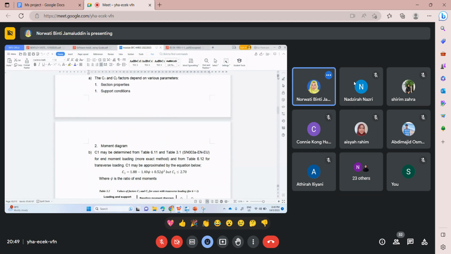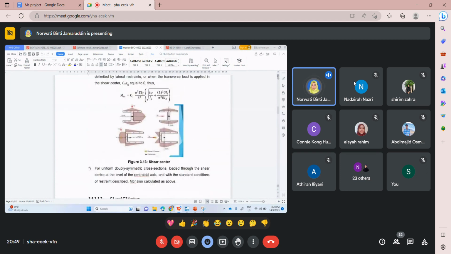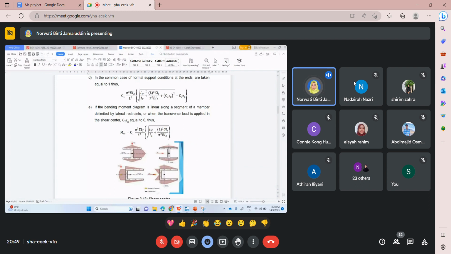Calculate the MCR by referring to this equation. This is where, for the case of the beam, the bending moment diagram is linear along the segment.